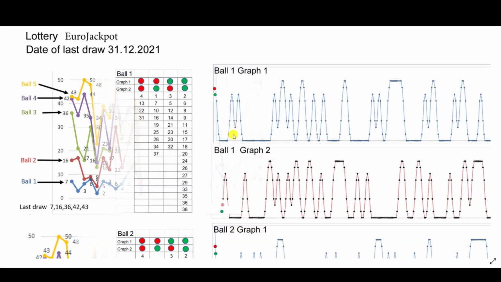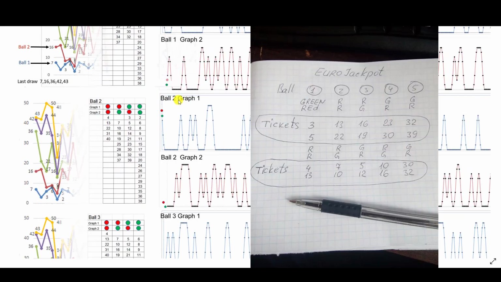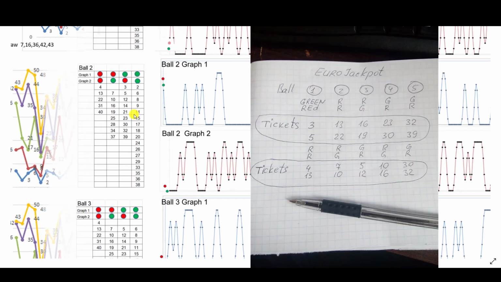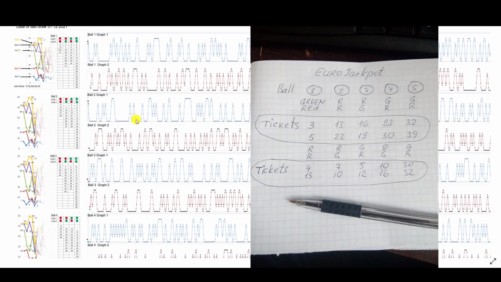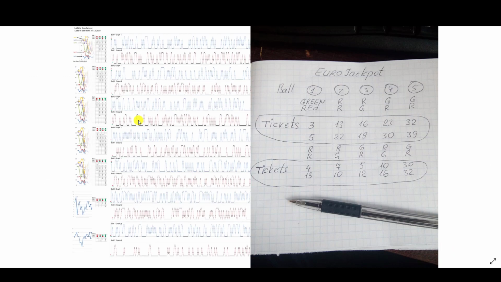Similarly, you choose numbers for the other balls using their graphs. It is very convenient to form variations of your tickets using this approach. In the picture, you see the number of the ball, the points you have chosen, and underneath them, the numbers you have chosen. Tickets are formed and you can buy them.